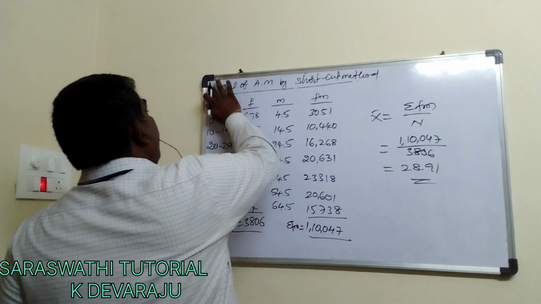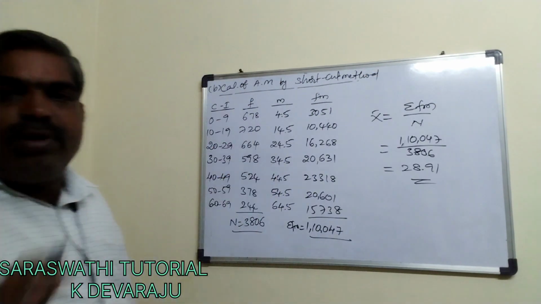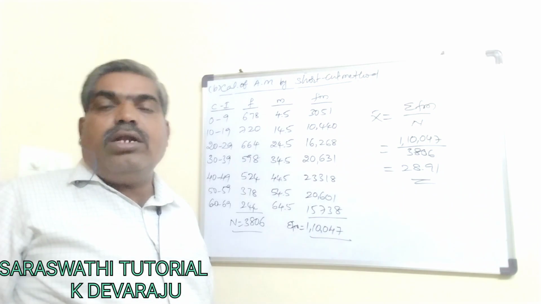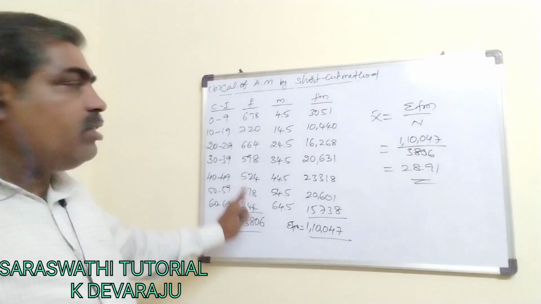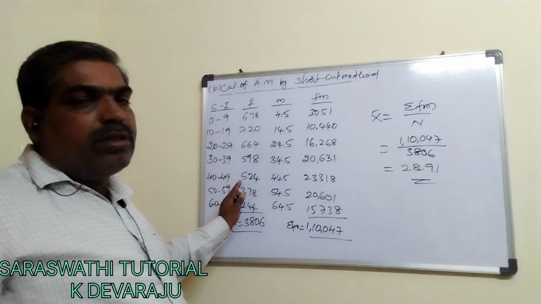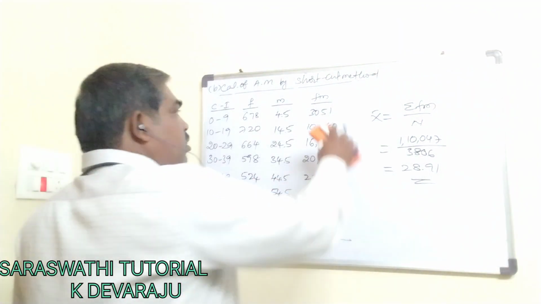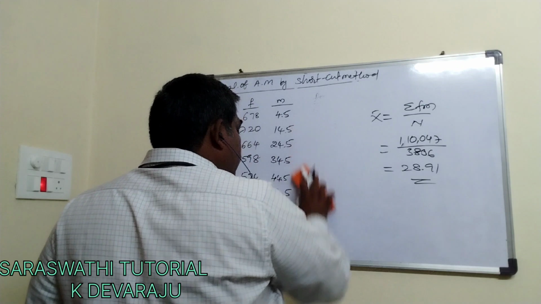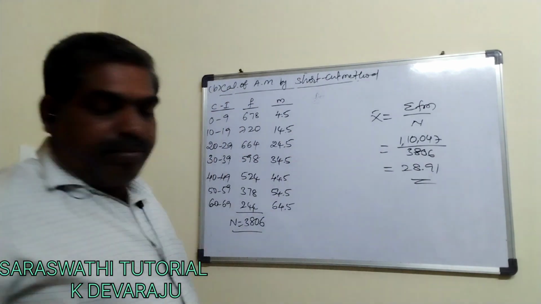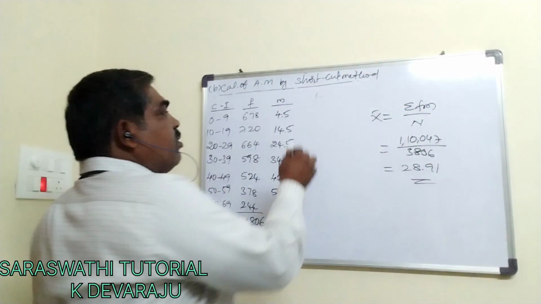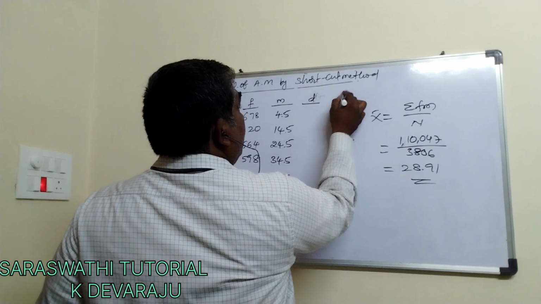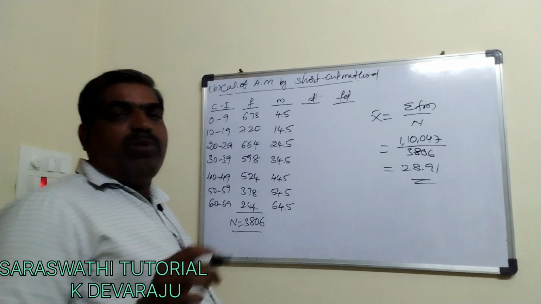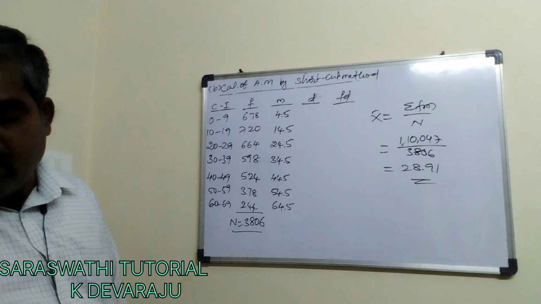So next point: calculation of arithmetic mean by the shortcut method. The procedure will be the same: class intervals, frequency, mid values, right? In addition to this, we take D and FD. The formula will be x bar equals A plus summation FD by N.